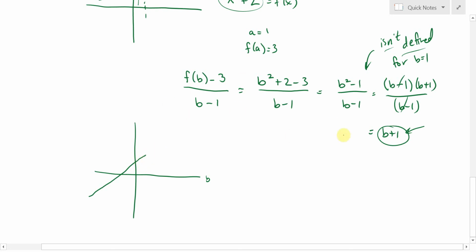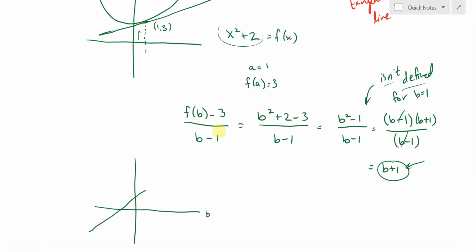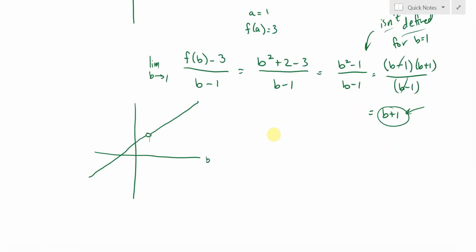So what we would do is this is the quotient, f of b minus f of a over b minus a, but then what we're really interested in doing is taking the limit as b approaches 1, as b approaches a, and remember a is 1. But that's exactly where we have a hole in our graph. So this is one of those situations, and this is really the reason we've been considering these types of situations. This is one of those situations where the limit exists, but the function value itself doesn't exist.